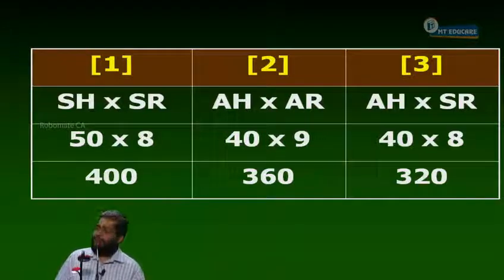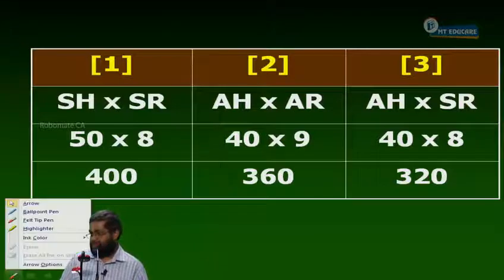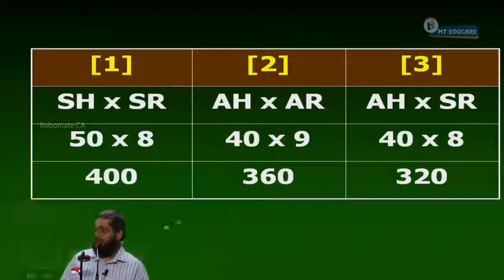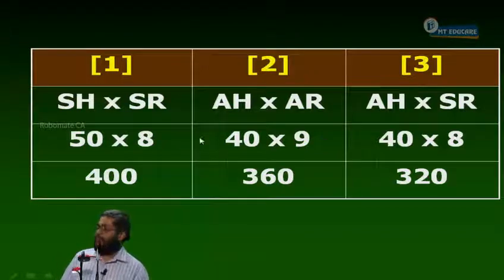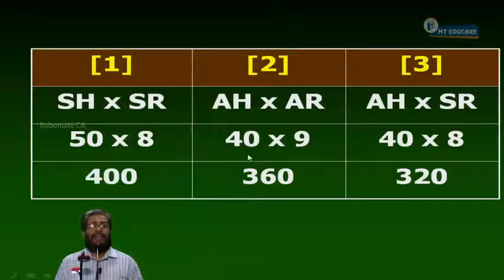Why is the cost saved? Maybe due to rate or maybe due to efficiency. I plan to pay how many rupees? 8 rupees. But I paid how many rupees? I paid 9 rupees. Am I overpaying or underpaying? Overpaying. 1 rupee overpaid. For how many hours? 40 hours. So the rate variance is 40 adverse.